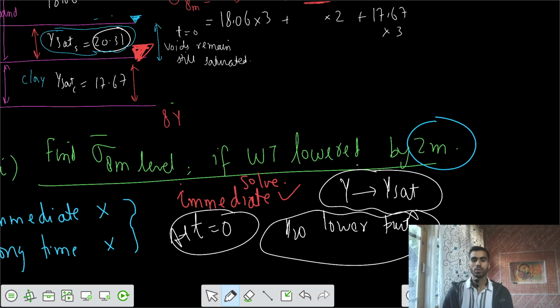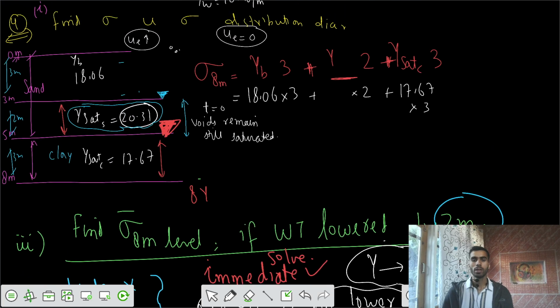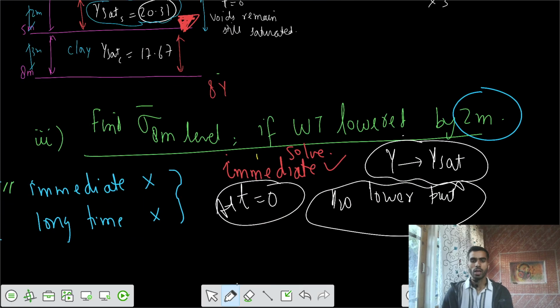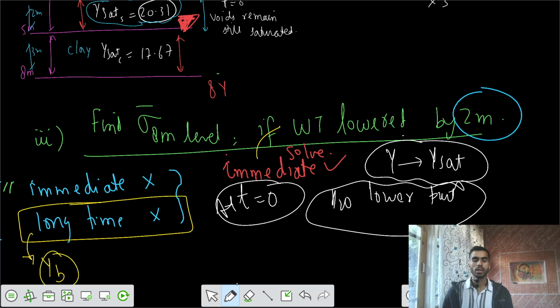At time t equals 0, just after the lowering of the water table, I would substitute the value of gamma sat, and you can keep this in a highlighted note. That's your 20.31, because I'm calculating for the immediate condition. If it was asked for after a long time, I can substitute the value of gamma bulk here.